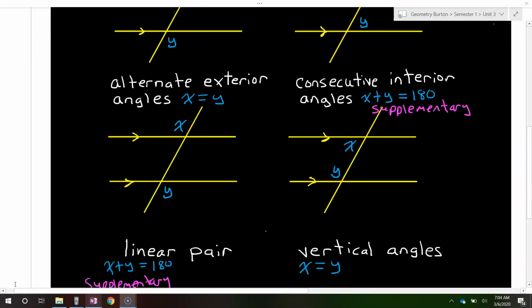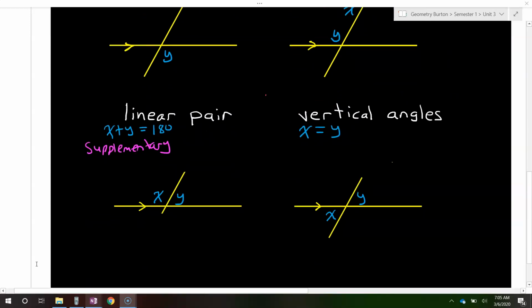Next, we have alternate exterior angles. Again, alternate means they are on opposite sides of the transversal, but they are exterior because they are not between the lines. And if the lines are parallel, then these will be congruent. Next, we have consecutive interior angles like x and y right here. They are interior because they are between the lines. They're consecutive because they are on the same side of the transversal. In fact, sometimes they are called same side interior angles. Now, this is one of the few angle pairs that are supplementary when the lines are parallel. Not congruent, but supplementary.